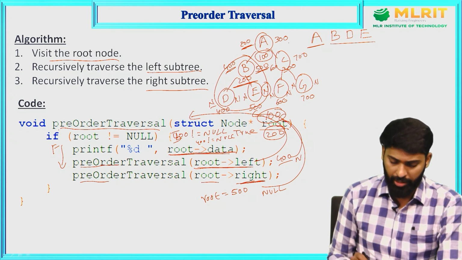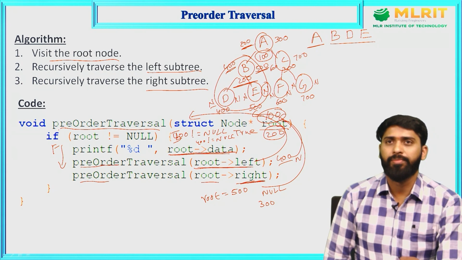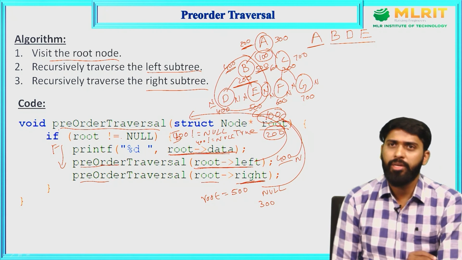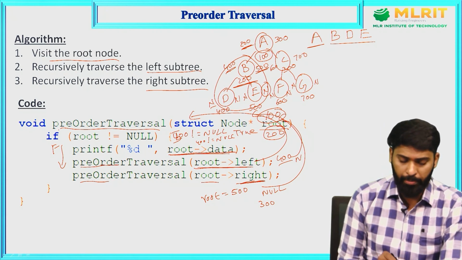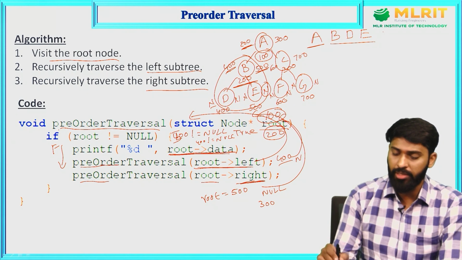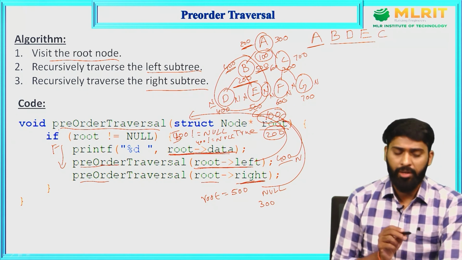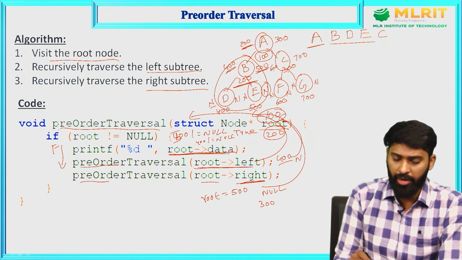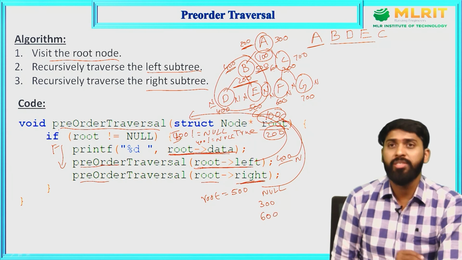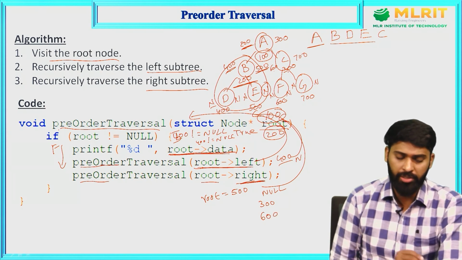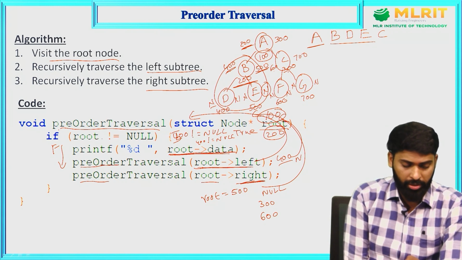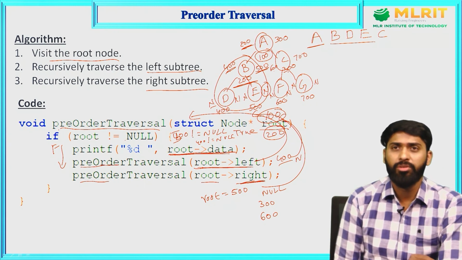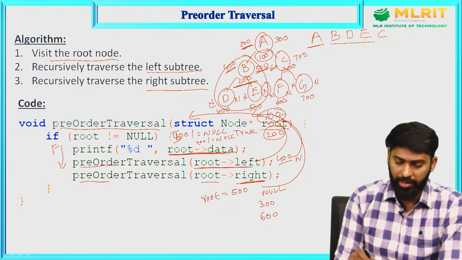100 arrow right is 300. Now, the root value is 300. Again we enter into this block. 300 not equals to null. Yes, it is true. So, enter into the block and print 300 arrow data, that is C. Okay. And again we call the function pre-order traversal root arrow left. For 300 left is 600. Now, the root is 600. 600 not equals to null. Yes, it is true. So, enter into the block and print the data in 600, that is F.